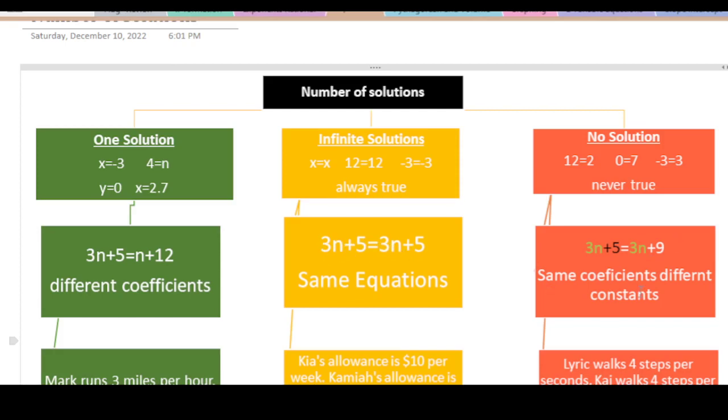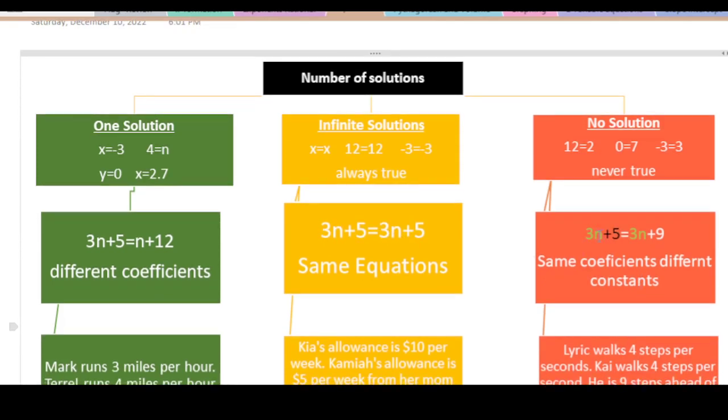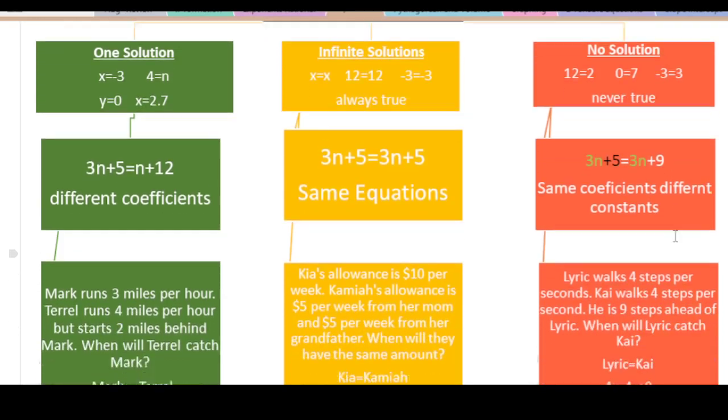And then with no solutions, we get the same coefficient. So our multiplier is going to be the same, but then we have different numbers. So we can't take a number times 3 and add 5 and get the same thing as times 3 and add 9. That'll never work. And that's how we get no solutions.